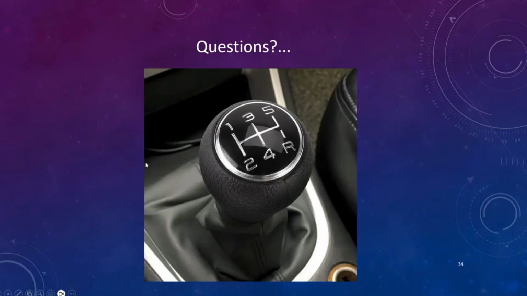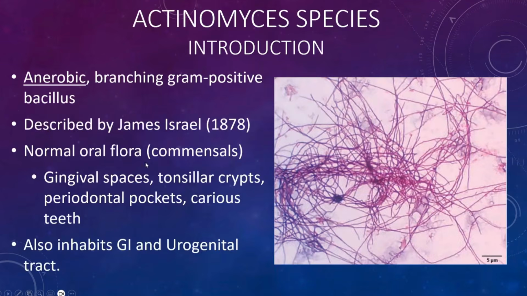So we're going to go ahead and shift gears here and talk about Actinomyces. Unlike Nocardia, Actinomyces is an anaerobe. Like Nocardia, it is branching. Actinomyces was first described by James Israel, a German surgeon and pathologist, in 1878. And this is the reason why the most common strain of Actinomyces is called Actinomyces israelii.